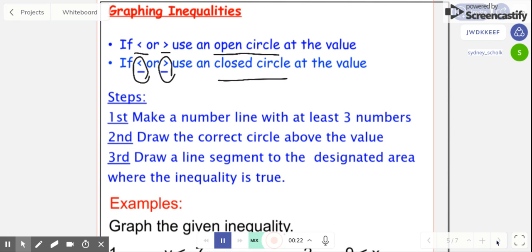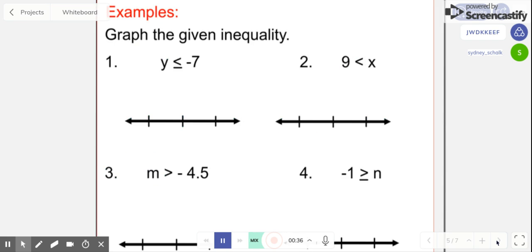So to do this, we have steps. First, we're going to make a number line with at least 3 numbers. Second, we'll draw the correct circle above the value using these rules. And third, we'll draw a line segment to the designated area where the inequality is true. Let's look at a couple examples.